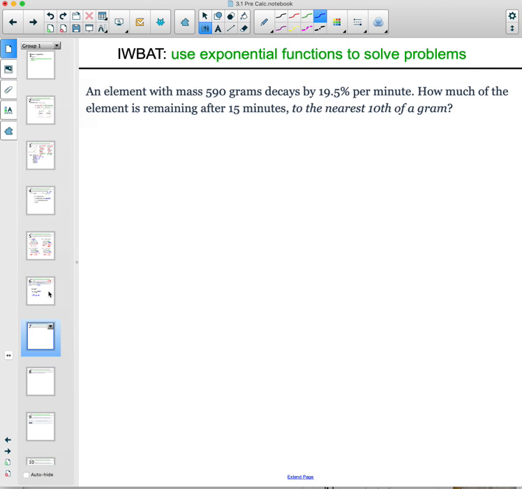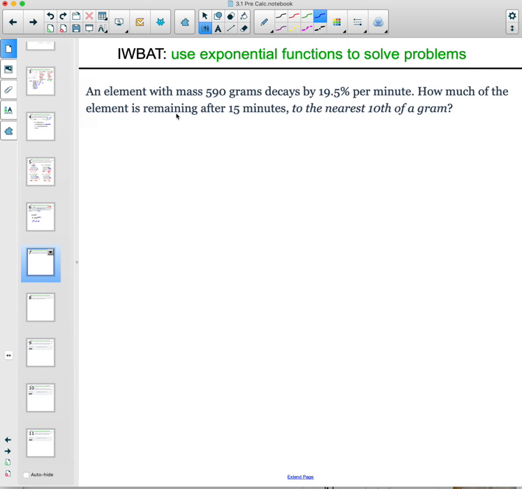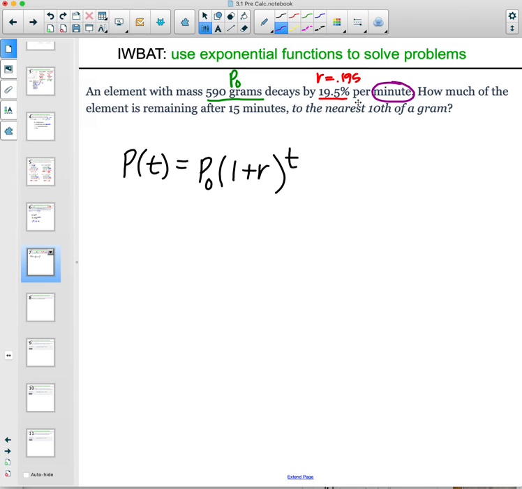All right, then this next one, we have to actually write the equation here. So remember that we had that P of t equals P sub 0, or the initial amount, times 1 plus the rate, and then to the t. So this one says an element with a mass of 590 grams. So there's your initial amount. So here's your P sub 0, or your P naught. Decays by 19.5%. So they're giving you your rate here, remember, as a decimal. So 0.195 per minute. So they're telling you what the time is being measured in.